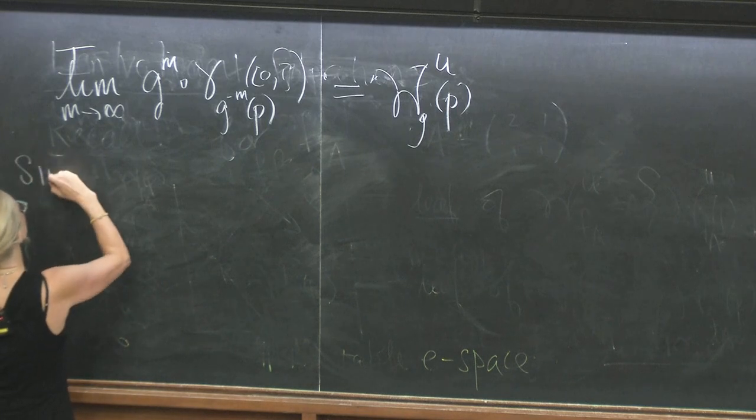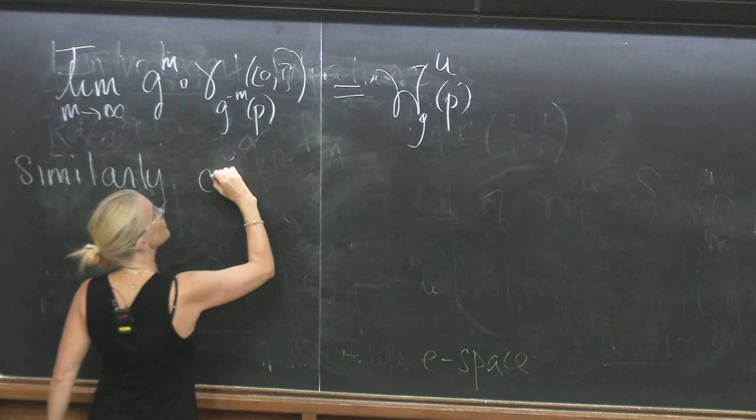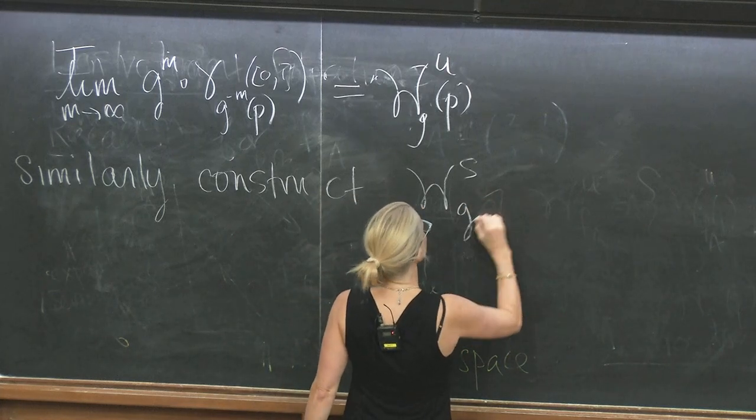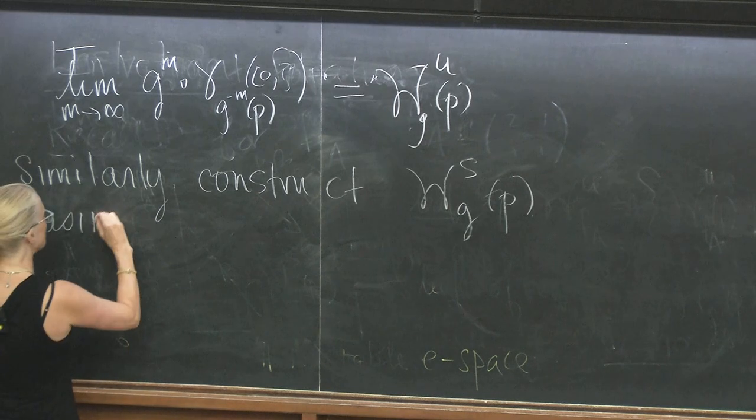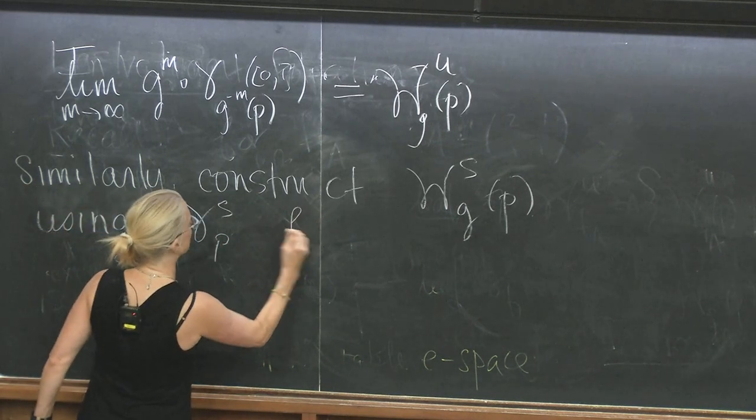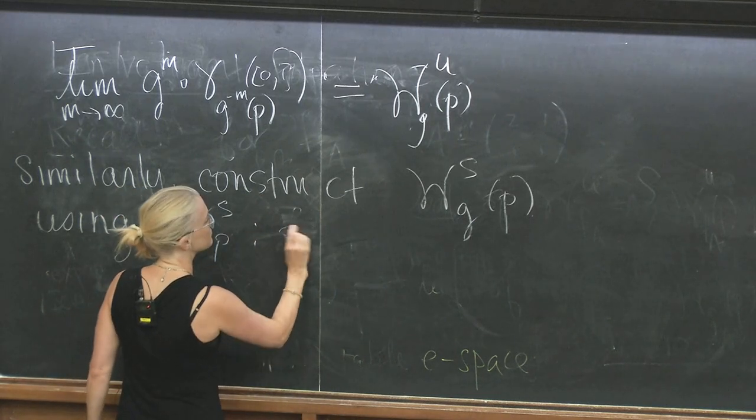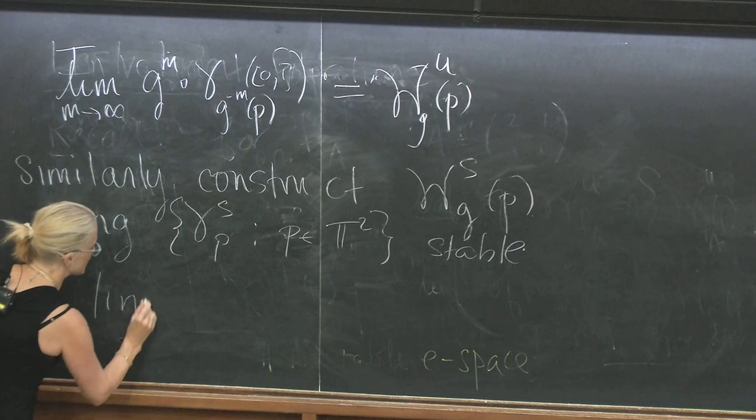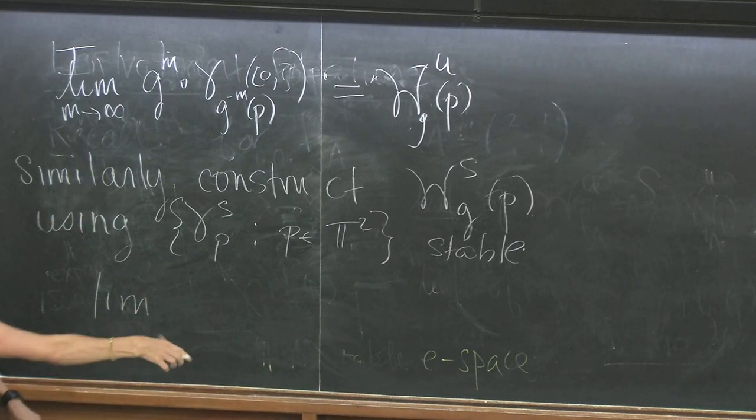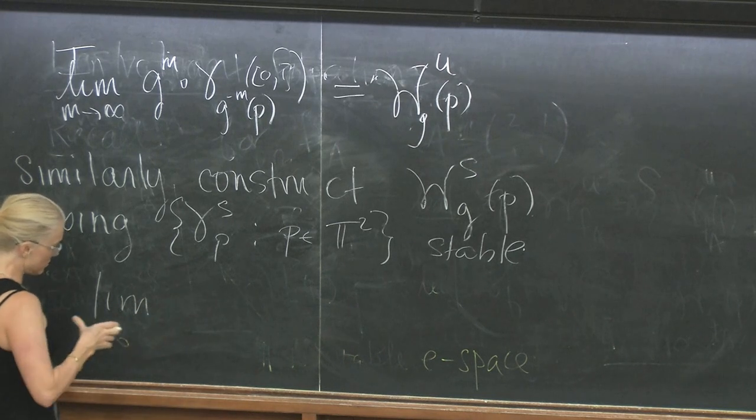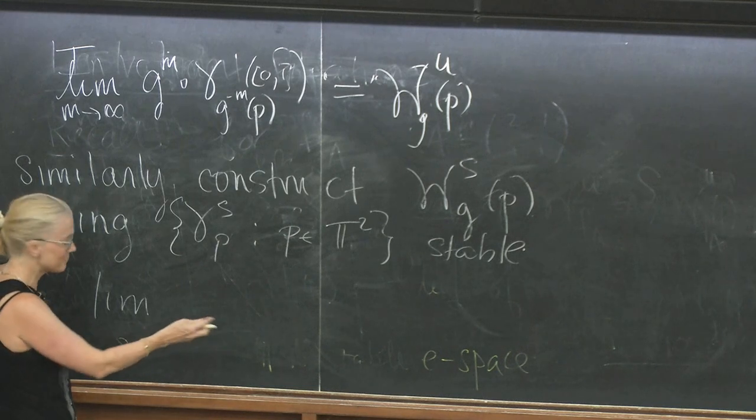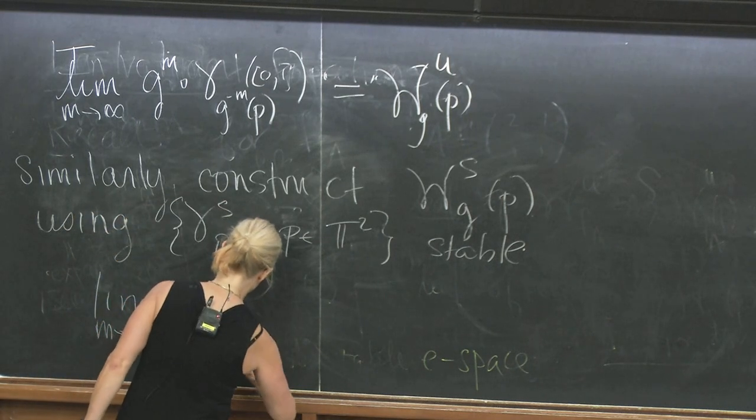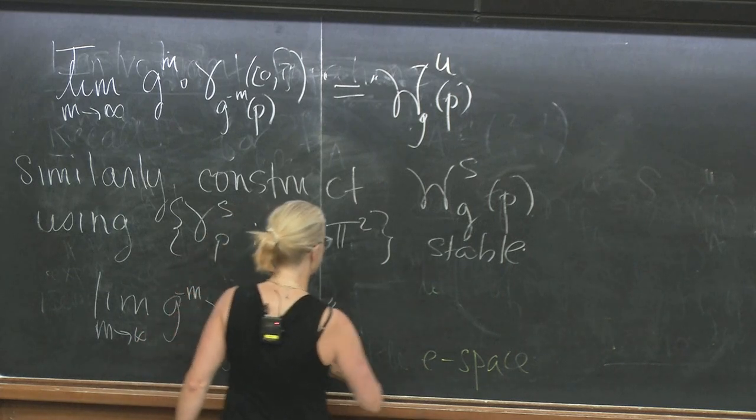Well, similarly, we can construct W^s_g of p using stable curves, some family inside of the stable cone. And taking the limit, now we go forward and pull the curve backwards. And again, it gets longer and more tangent to the skinnier and skinnier cones. So this is the limit as, again, m goes to infinity, but now we do g to the minus m. Okay, so this is the idea.